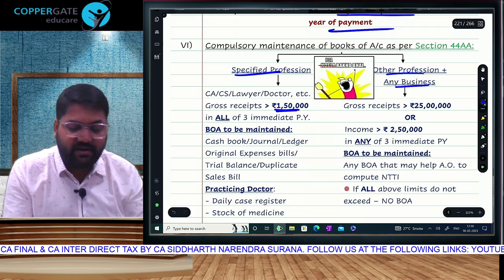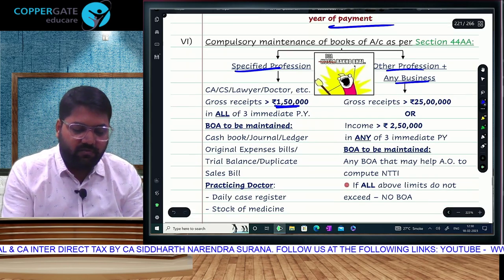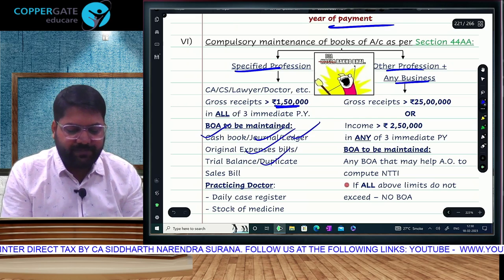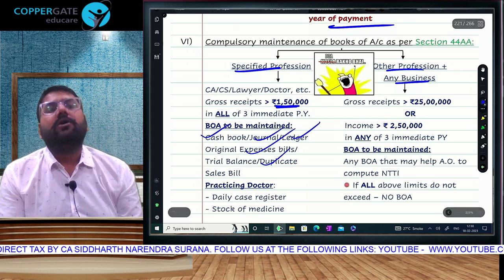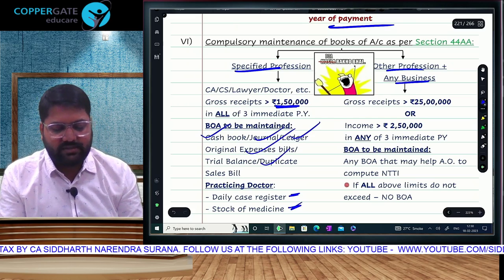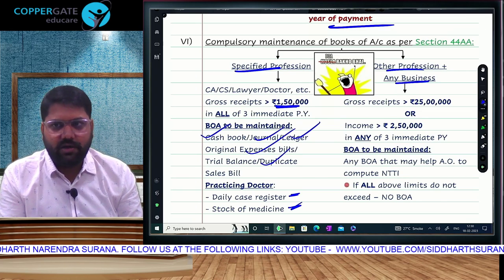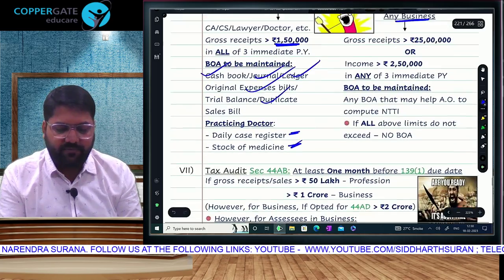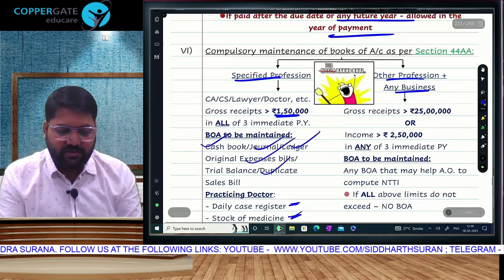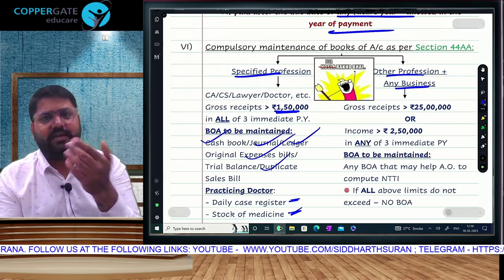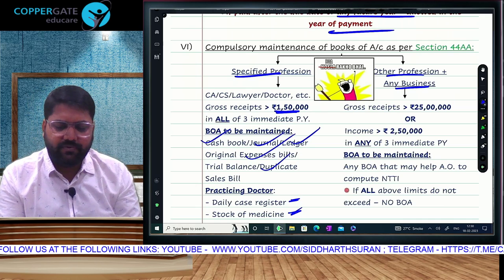If all three exceed 1,50,000, so you will have to maintain wohi cash book, journal, ledger, expense ka original bill, sales ka duplicate bill, and for practicing doctor, case register, daily ka case papers and medicine ka stock. This much has to be maintained if all exceed 1,50,000. But if they don't exceed 1,50,000, then any books of account that help you to compute your income.